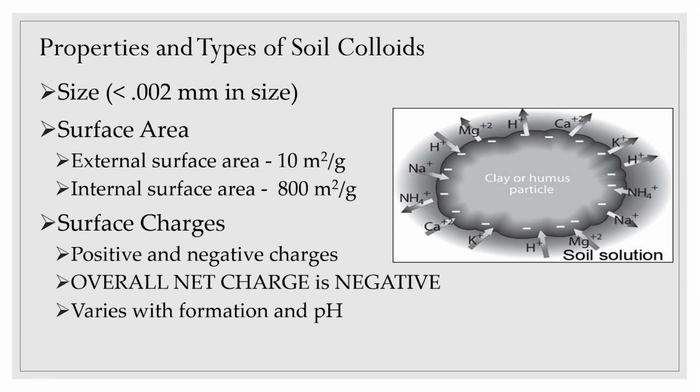It is how negative. Is it a negative 8 centimoles of charge per kilogram, or is it a negative 18 centimoles of charge per kilogram that determines how many of these nutrients we can actually hold on to and provide to our plant? And one of the things that is going to influence that, and that's why formation is so important, is that it's going to give us this mineral structure that is going to allow us to hold on to these minerals. And then also pH is going to play a role in that.